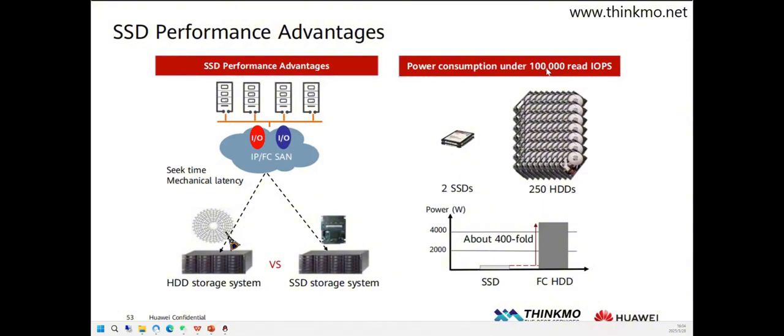Two solid-state drives can reach 100,000, whereas for mechanical drives, we need about 250 of them. And what about the power consumption? The power consumption is almost, on the left side, 400 times that of solid-state drives. That is for the same read and write performance. The power consumption of solid-state drives is far lower than that of mechanical drives. This is a significant advantage here.